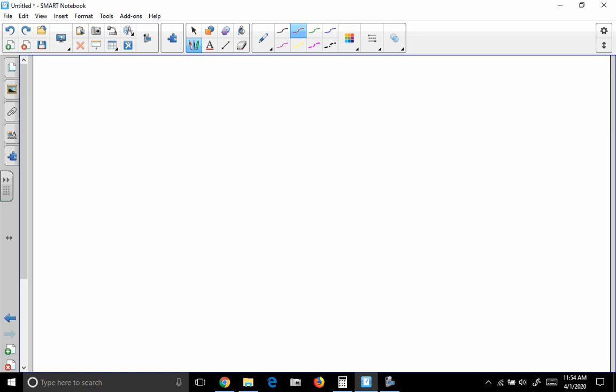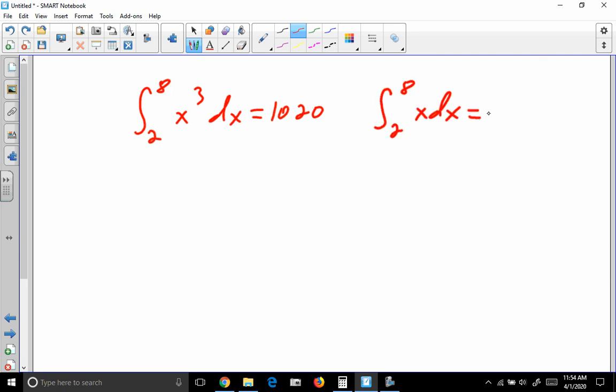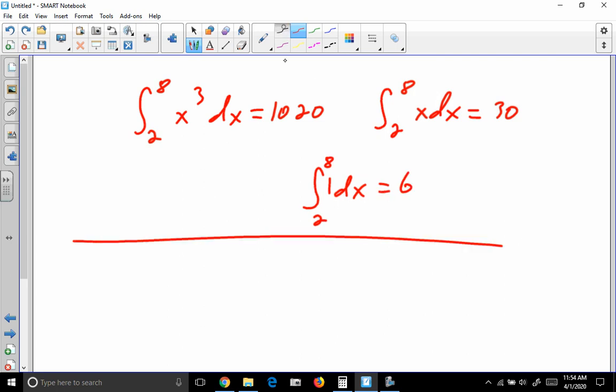Then they give us some problems like this. And they tell us this area or the value of that sum. It may or may not be an area. Then they give us the value of this sum. And then they give us the value of this, or we could think of that as 1 dx. And then they ask us some questions.